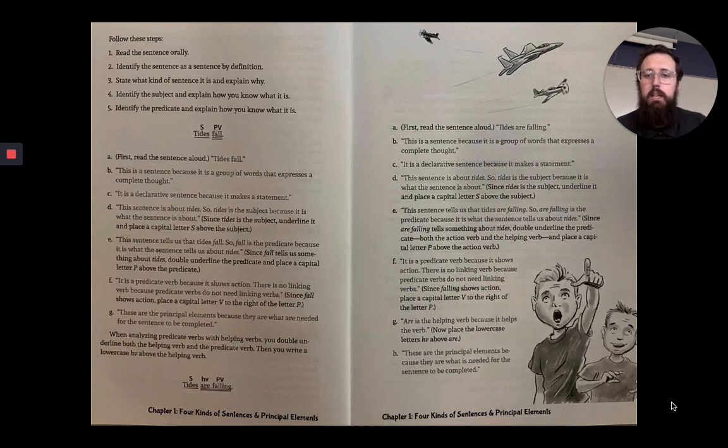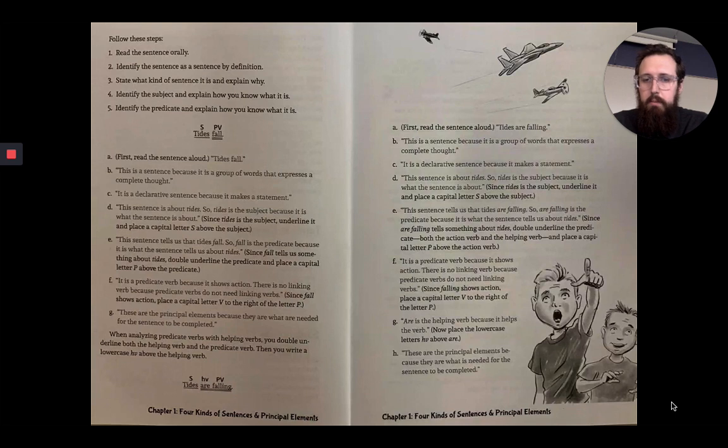There is no linking verb because the predicate verbs do not need linking verbs. Since fall shows action, it takes a capital V in the place right after the P. So PV for predicate verb. These are the principal elements because they are what are needed to make a sentence to be complete.